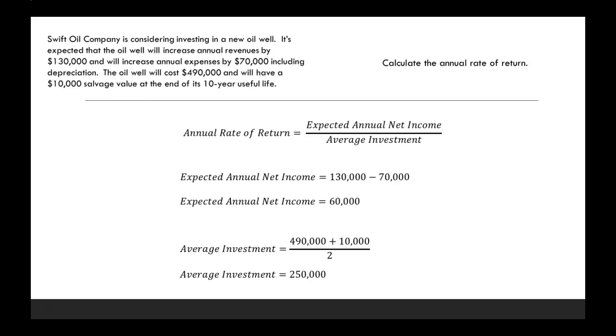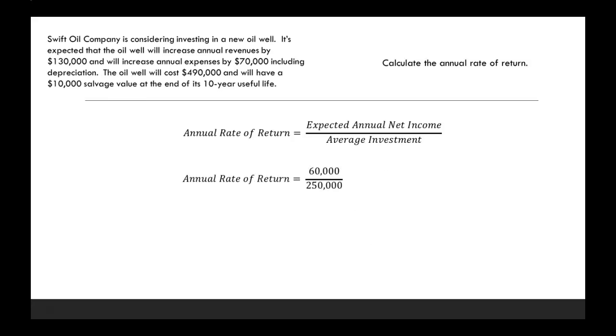So now we have the pieces, right? Now we can plug those pieces into our annual rate of return. So your annual rate of return will be 60,000 divided by 250,000, or 24%. So the annual rate of return on this new oil well is 24%.